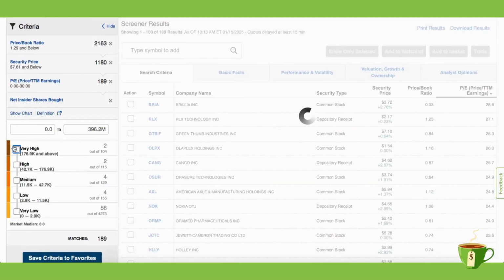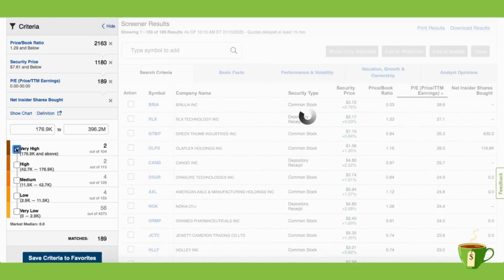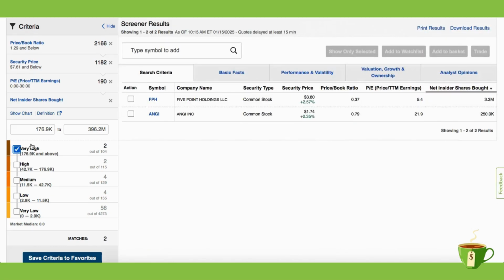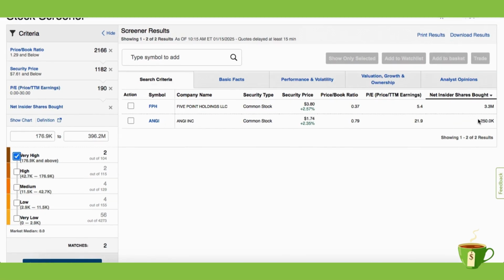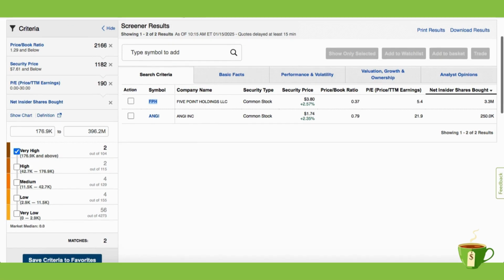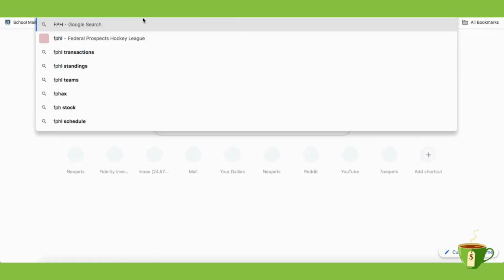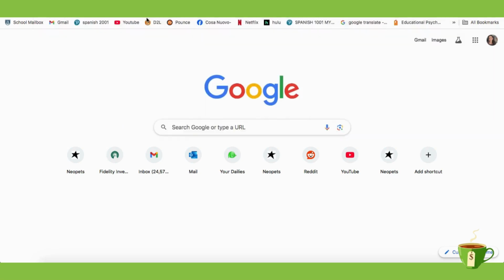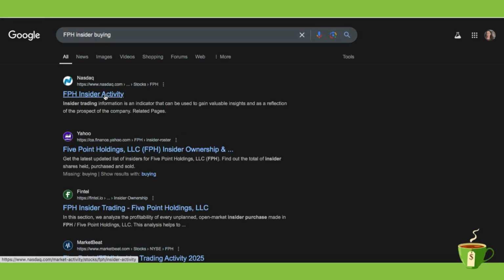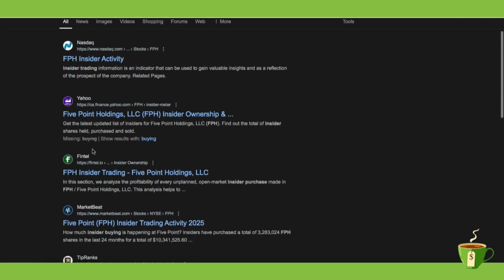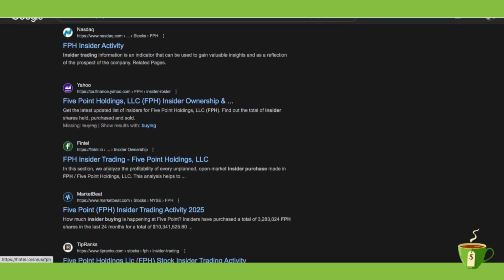I'm interested. Sometimes I just kind of look at whatever, but I want to see insider shares. 250,000. 3 million. This might be worth looking at. It's FPH, Five Point Holdings. Now I'm curious. And this is a big part of looking at fundamentals: you might come across something that's interesting and then might want to check it out. So let's check this out.